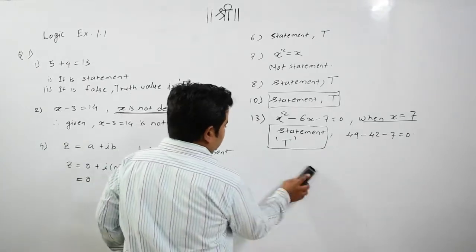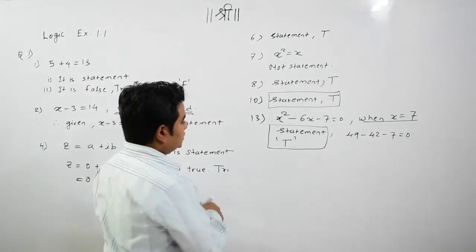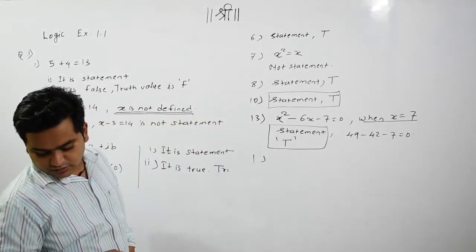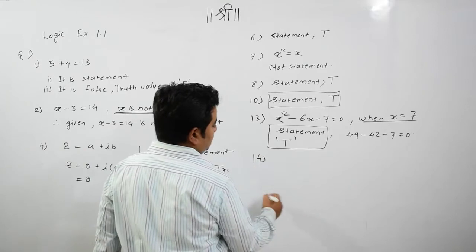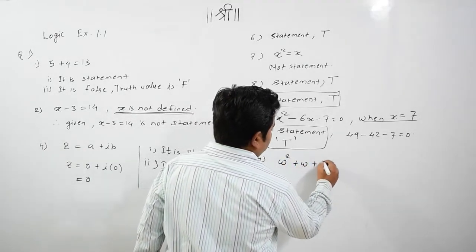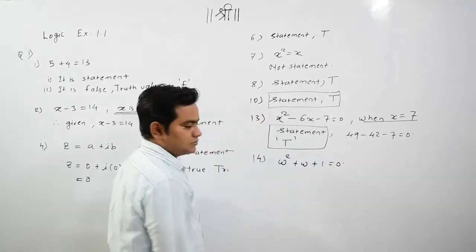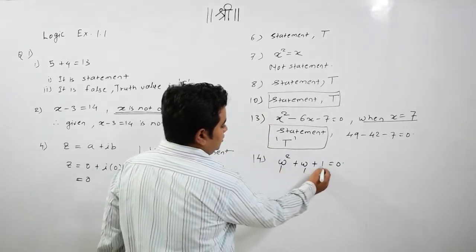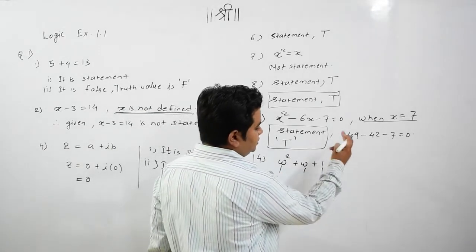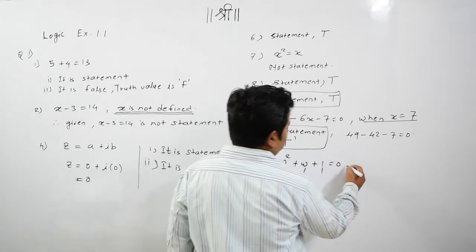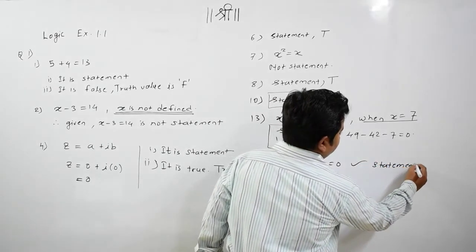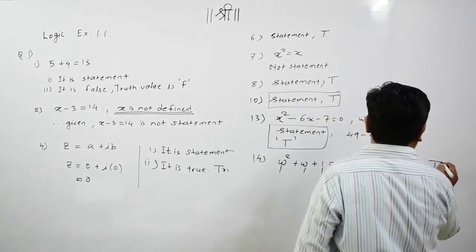Okay, so let me erase from here. As you know, question number 14. The sum of the cube roots of unity is omega square plus omega plus 1 is equal to 0. These are the cube roots of unity. So we are adding them and afterwards we will get 0, which is true, and therefore this is a statement, and it has the value true.